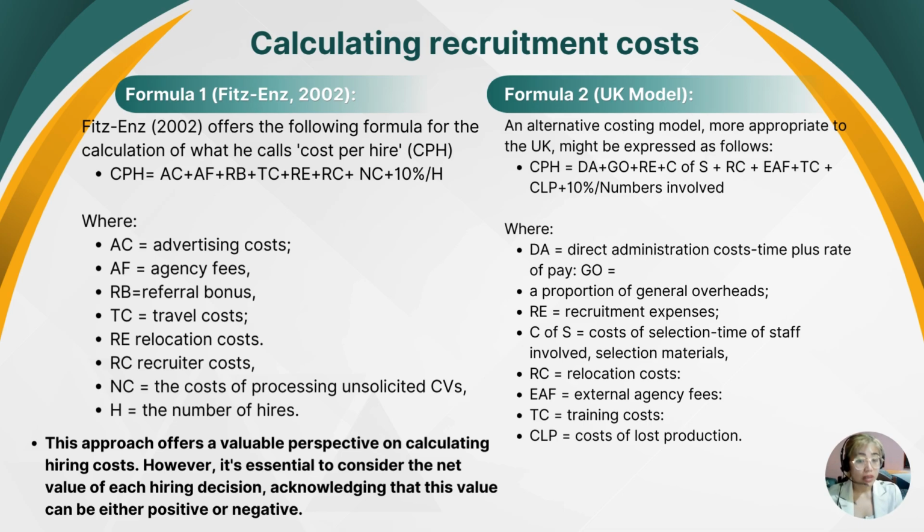So in Formula 2, the UK model, this formula highlights different cost factors such as direct administration cost or DA, proportion of general overheads or GO, recruitment expenses or RE, cost of selection or CoS, relocation costs or RC, external agency fees or EAF, training cost TC, and cost of lost production CLP. It also includes a 10% buffer similar to Formula One.